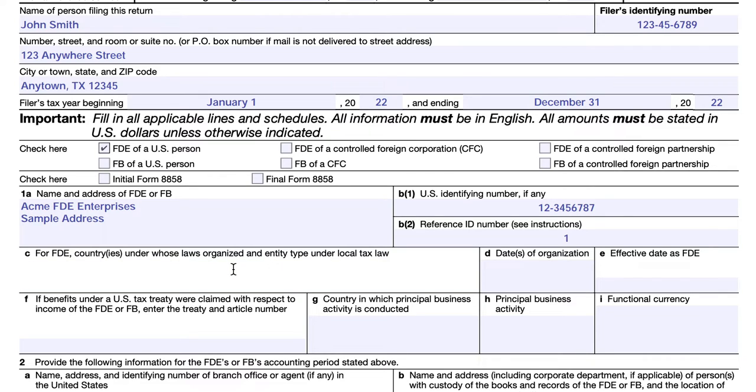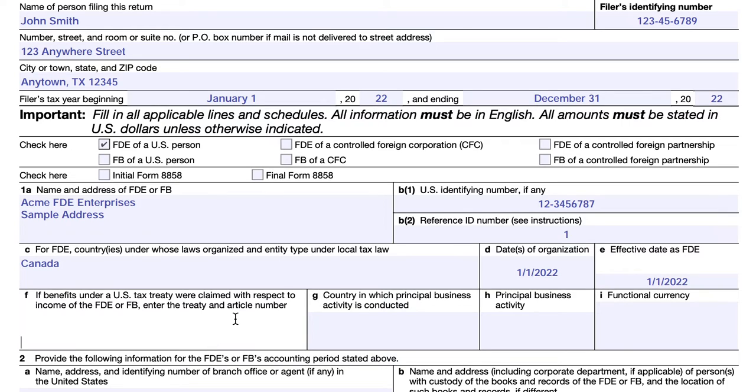If it's an FDE, you would list the country under whose laws this disregarded entity was organized. Let's just say that it's a Canada-based operation and the date of incorporation happened to be this, and the effective date was the date as an FDE. Obviously, these are all items that are based on your specific situation.